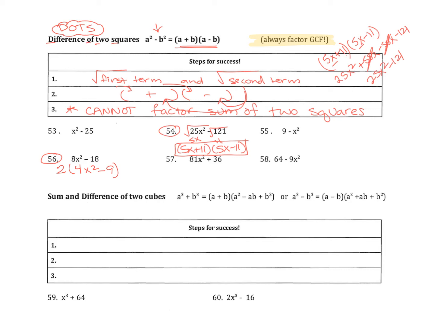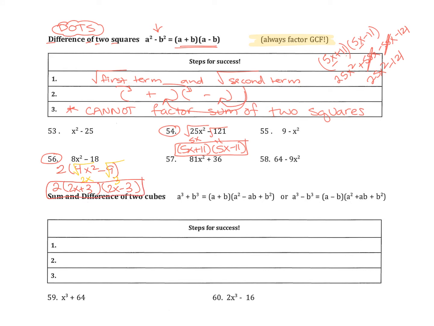4x squared is a perfect square, 9 is a perfect square, so I can do this using DOTS. So I'm going to take the square root of my first term. The square root of 4 is 2, the square root of x squared is x, so I got a 2x there. And I'm going to do the square root of 9, which is 3. I'm not concerned with the negative. Let me go back to my red marker. So now the 2, the GCF, just stays in front. It doesn't go anywhere, it doesn't do anything. And now I'm going to put my 2x plus 3, or you could do the minus, it doesn't matter, and the 2x minus 3 into my parentheses, and I am done.